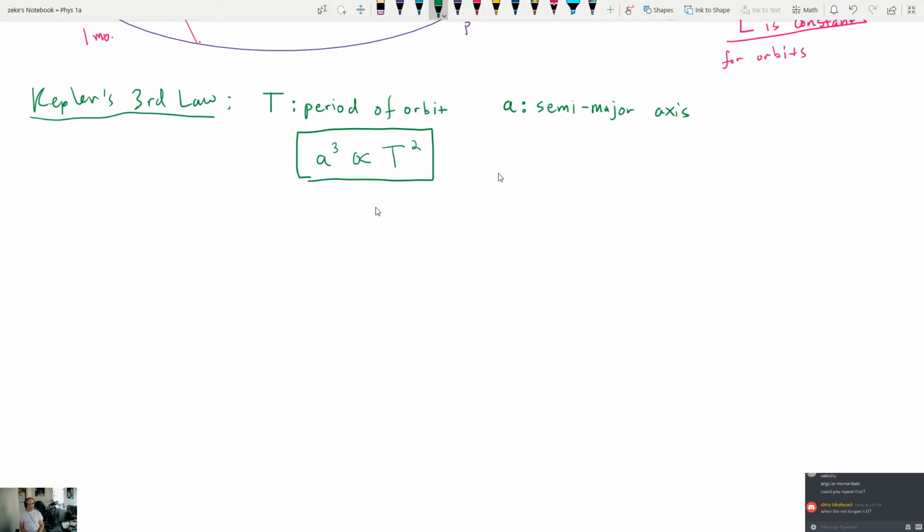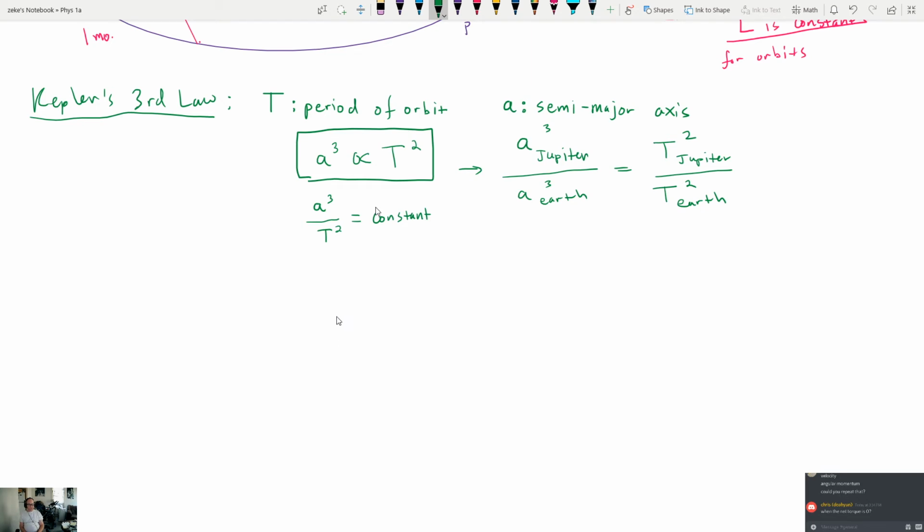What this tells you is, for example, if I know what the semi-major axis for Jupiter is, and I know what the semi-major axis for the Earth is, if I cube these and do a ratio, the ratio is going to be exactly the same as I get if I take the period of Jupiter squared and divide by the period of Earth squared. That's what this relationship means if you don't understand the proportionality. Or another way to put it is that if I take a cubed and divide by T squared, this is going to be equal to a constant for all of the planets.